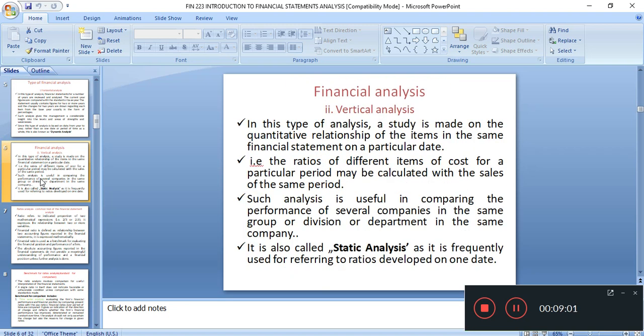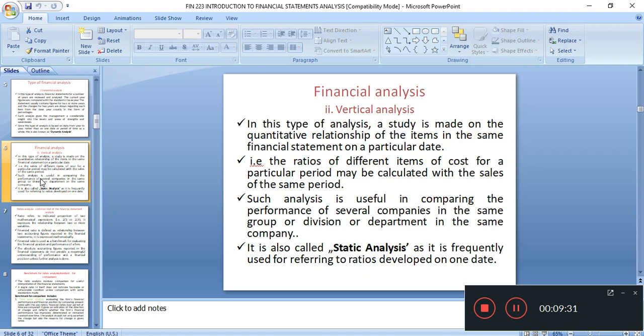Another, as I have said, is vertical analysis. In this type of analysis, a study is made of the quantitative relationship of the items in the same financial statements on particular dates. Here we look at particular dates, not comparing two years. That means the ratios of different items of cost for a particular period may be calculated with the sales of the same period. Here we have the same period.